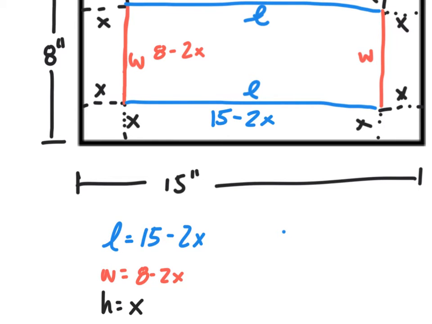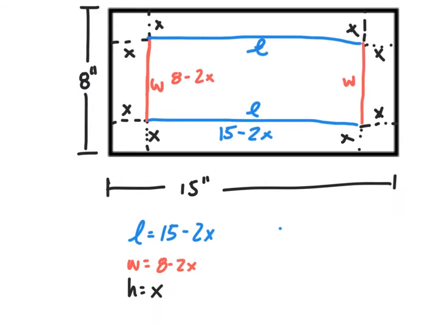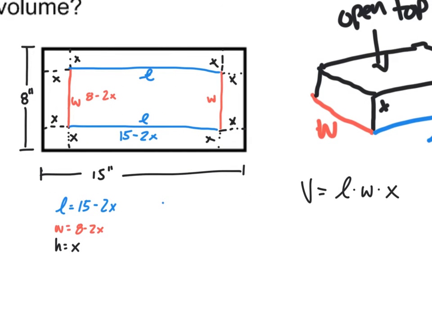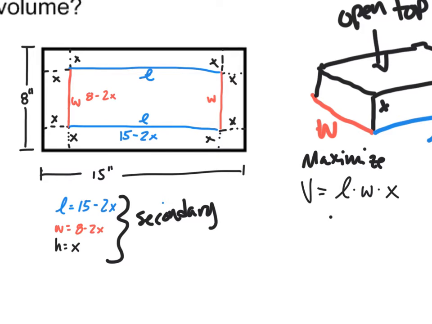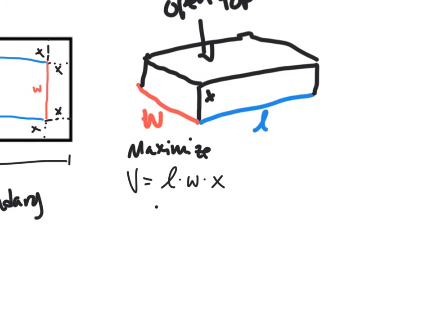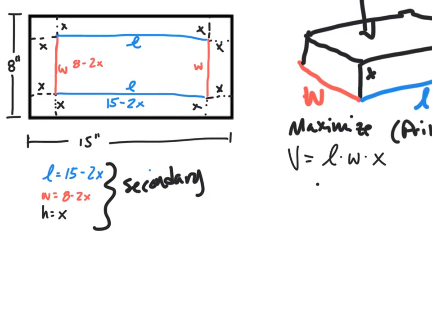But what I want to do is substitute these values back into my volume function, and we're going to maximize our volume function. We're going to maximize our volume. And what we can say is that these equations here are the secondary equations, and that my volume equation is my primary one. So this is what we're going to use to take the derivative of. So let's go ahead and do this.